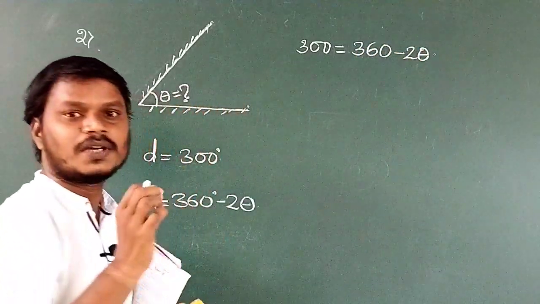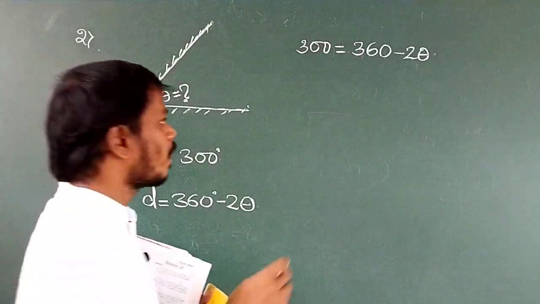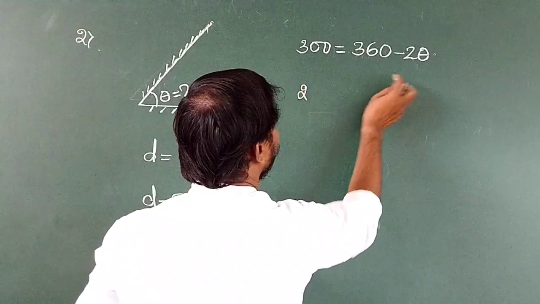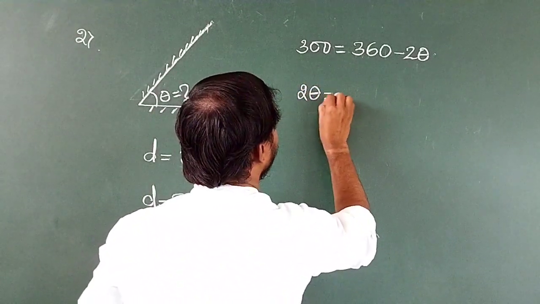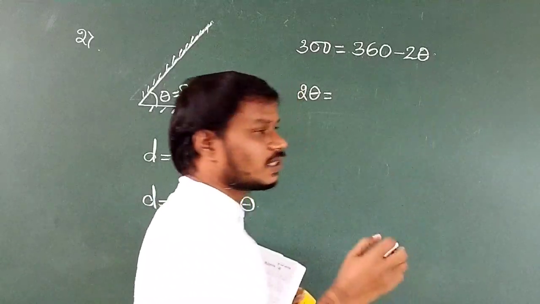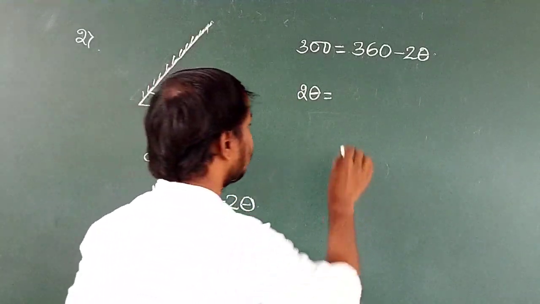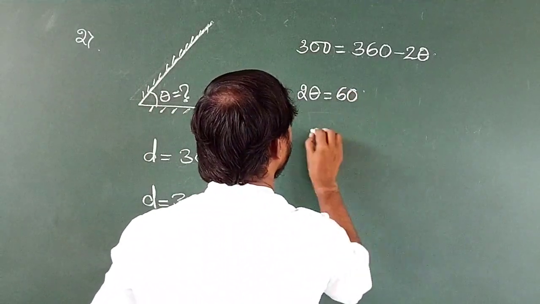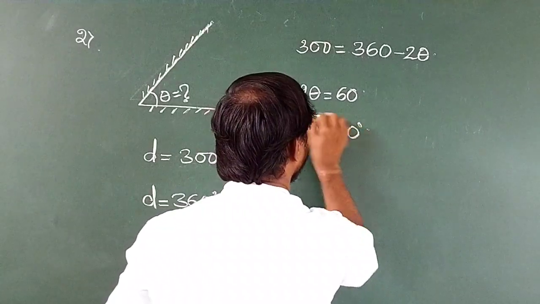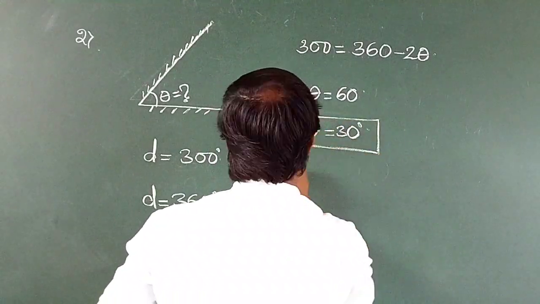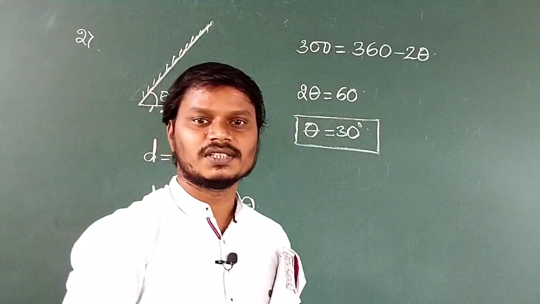Our aim is to find theta here, because to find the number of images, we need theta. Then, minus 2 theta taken to the left hand side becomes plus 2 theta. Then 300 taken to the right hand side becomes minus 300. 360 minus 300, that is 60. Then theta is equal to 30 degree. So, what is the angle between these two mirrors here? 30 degree.